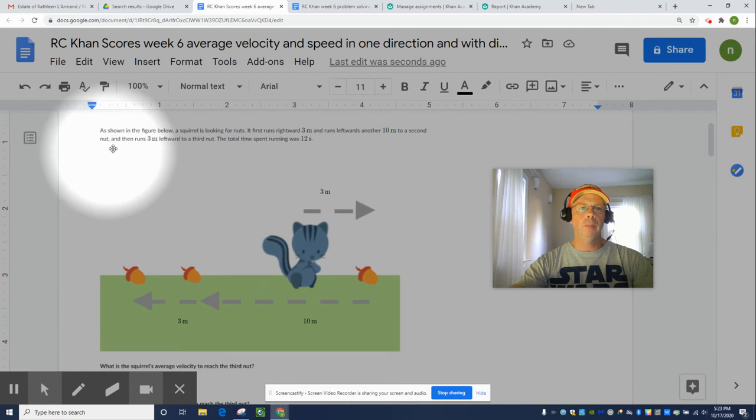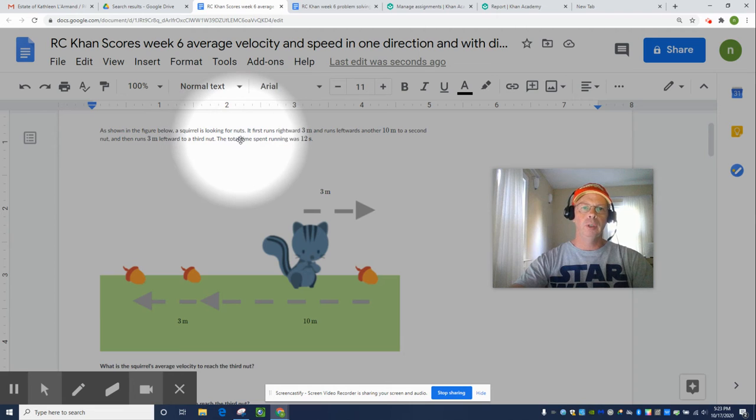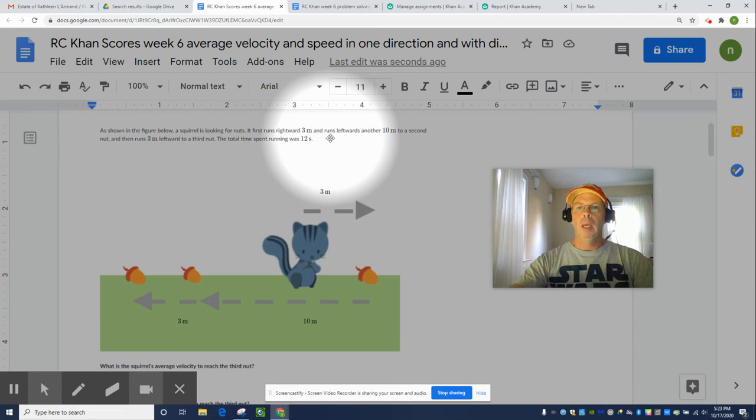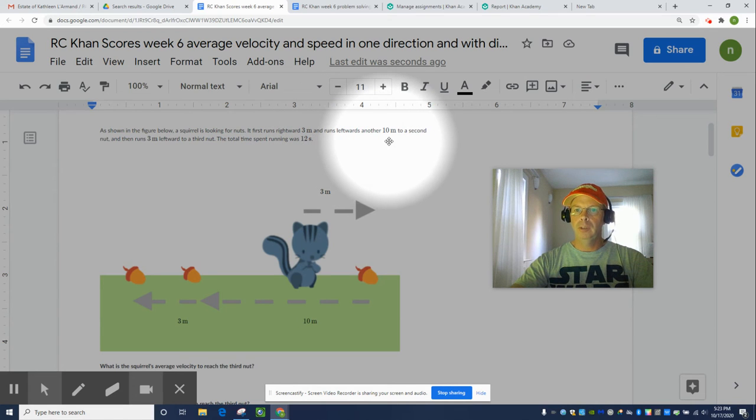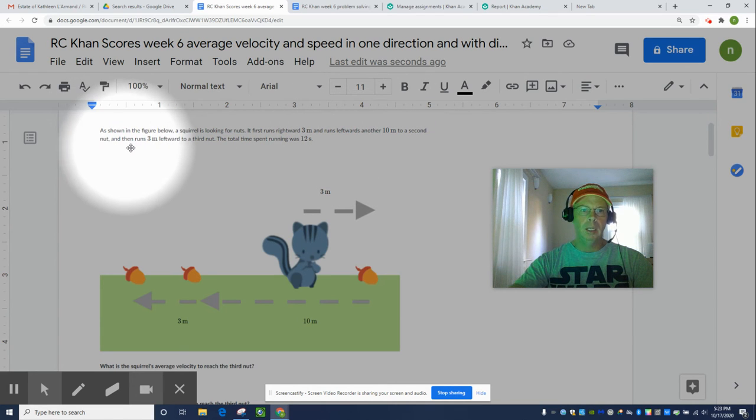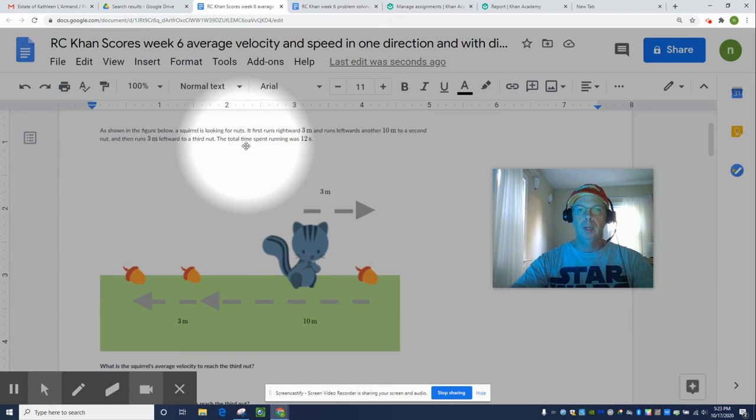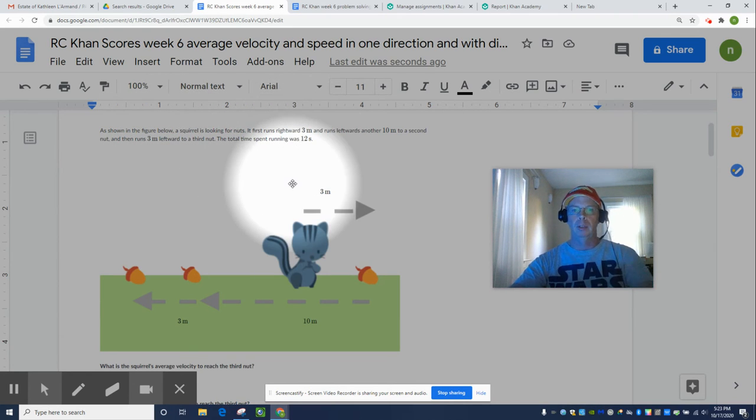So here's our setup. As shown in the figure below, a squirrel is looking for nuts. It first runs rightward 3 meters and runs leftwards another 10 meters to a second nut, and then runs 3 meters leftward to a third nut. The total time spent running was 12 seconds.